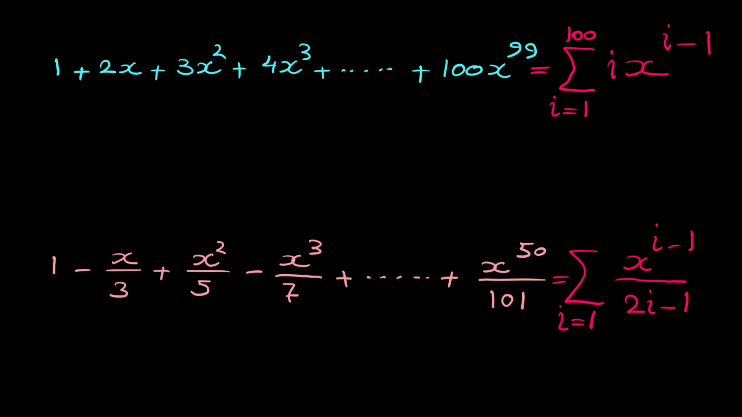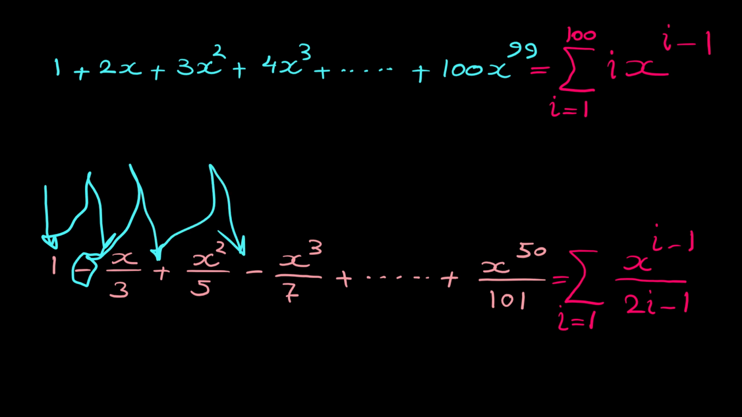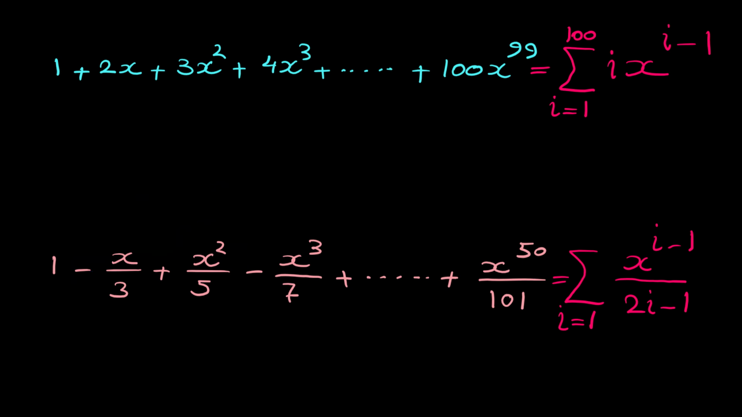But we still have one problem here. What is that? Here we can notice that the first term is positive, the next term is negative, the next term positive, negative, and so on. How can we fix this?